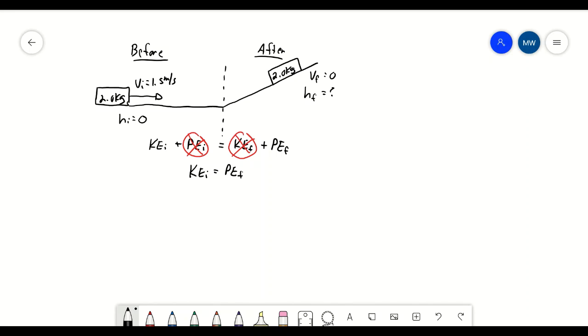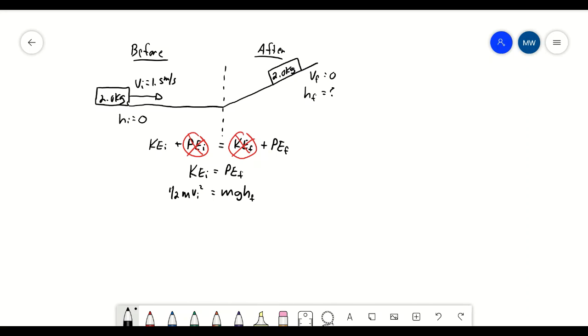I can set the 2 equations equal to one another. Remember, kinetic energy is 1/2 mv squared. This will be for my initial speed, equals potential energy. This is gravitational potential energy, equals mgh. That will be for final. And all that I have to do now is solve this for h final.